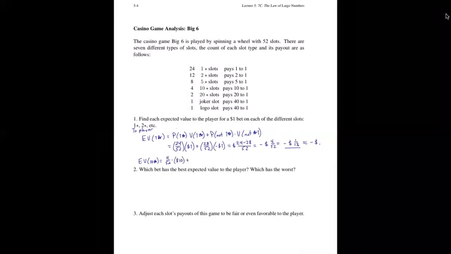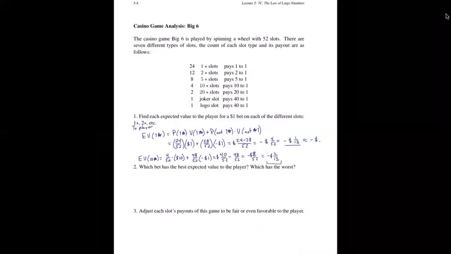Plus, the probability that we don't land on a 10-star slot is 48 out of 52, times what happens if we don't land on a 10-star slot: we just lose our dollar. So now we have 40 over 52, all in dollars, minus 48 over 52. And we find that we end up with negative 8 over 52 dollars. Simplifying that to a fraction, we'll have negative 2 over 13 dollars.